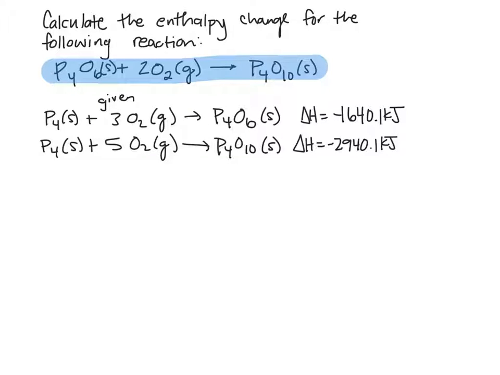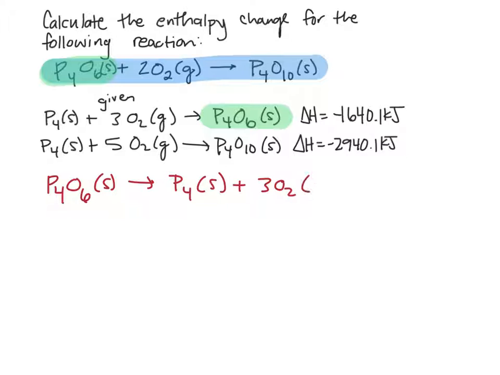I see that I have a P4O6 in my reactant side. I can look through the chemicals in my list from my two given equations, and I find that I have a P4O6 right here. When you find that you have a chemical on the wrong side of the equation, what we do is we flip the equation. I'm going to write it backwards. P4O6 solid producing P4 solid plus 3 oxygen gas.